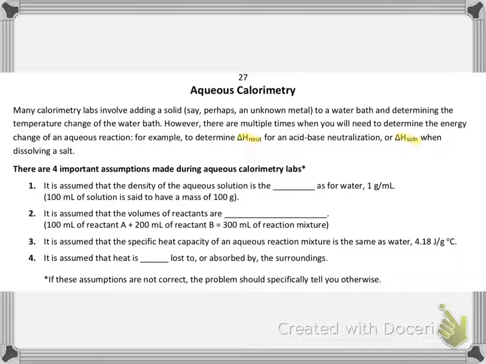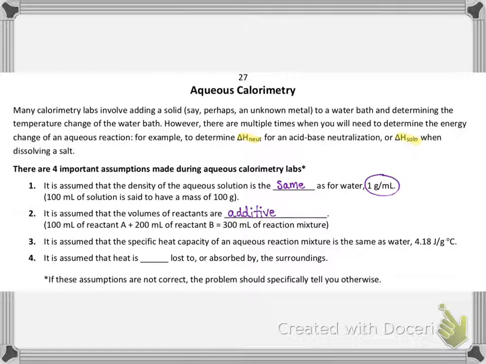So there are 4 important assumptions that are made during an aqueous calorimetry lab. These should be stated for you in the problem, and if they are changing them, they should tell you. However, it's really good to know. First, we assume the density of the aqueous solution is the same as water, 1 gram per milliliter. We also assume the volume of the reactants are additive. If you add 100 mLs of one reactant to 200 mLs of another reactant, you will get 300 total milliliters.